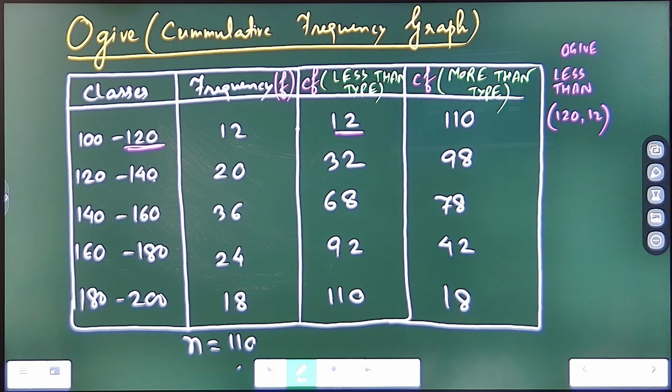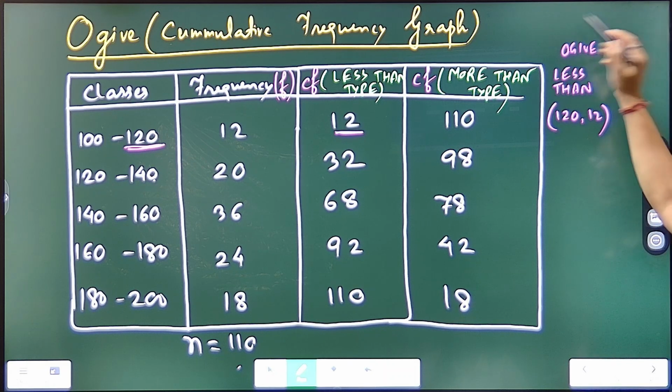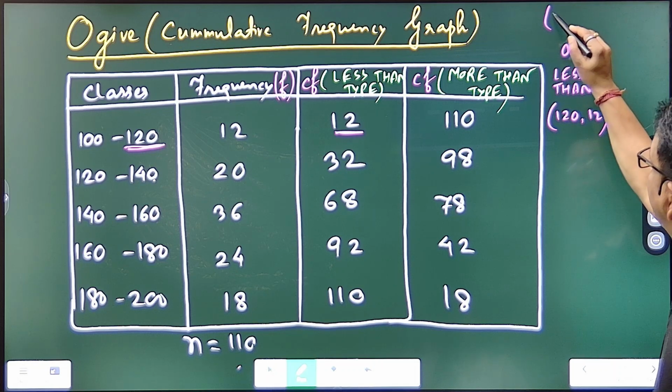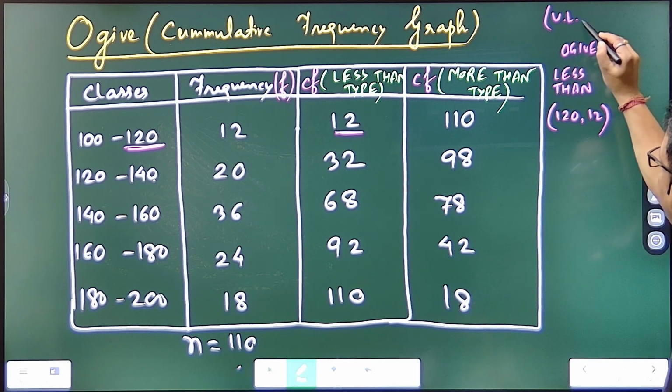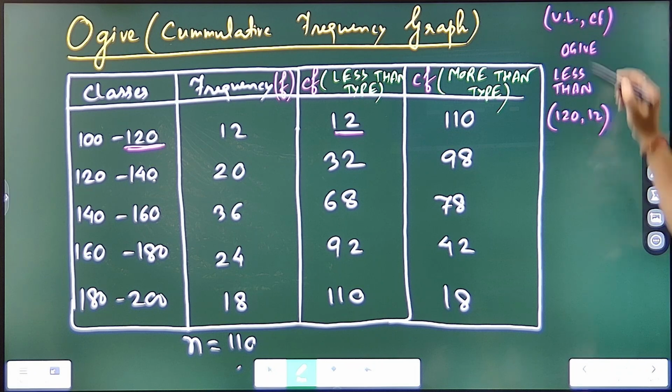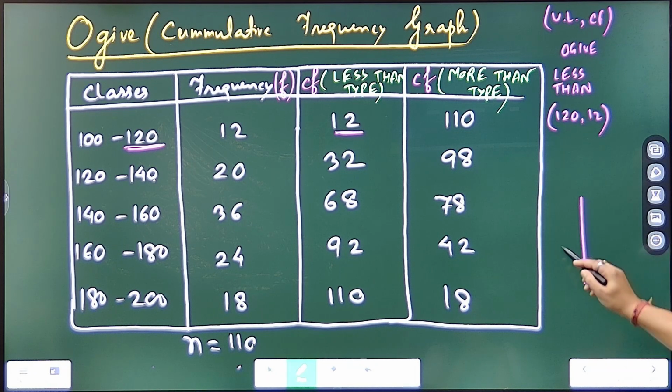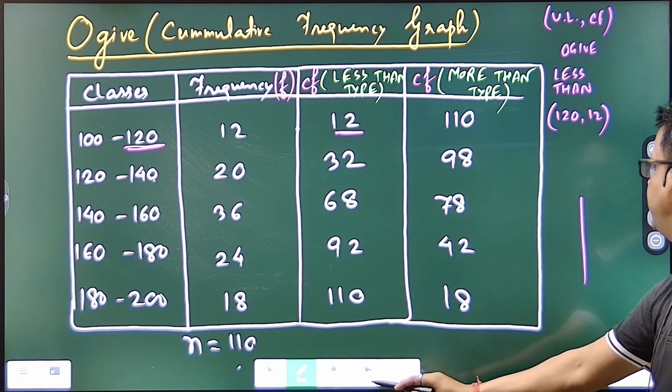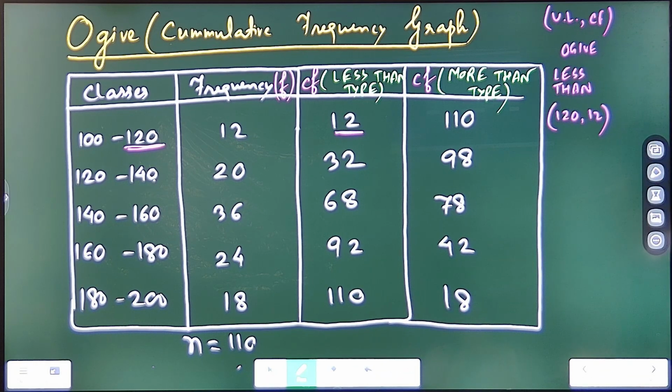Now I repeat, I give a small rule. In the less than type, upper limit, comma, CF. Will you understand this? So which points are we going to plot? You know, when you go for plotting on a graph, here is the x value, here the y value, yes or no? So the x value will be the upper limit and the y value will be the cumulative frequency. That is for less than.